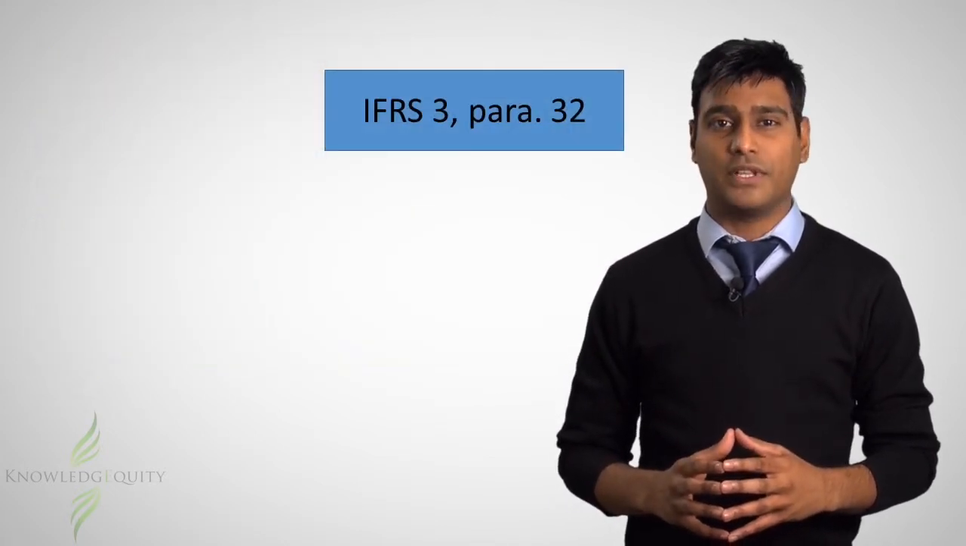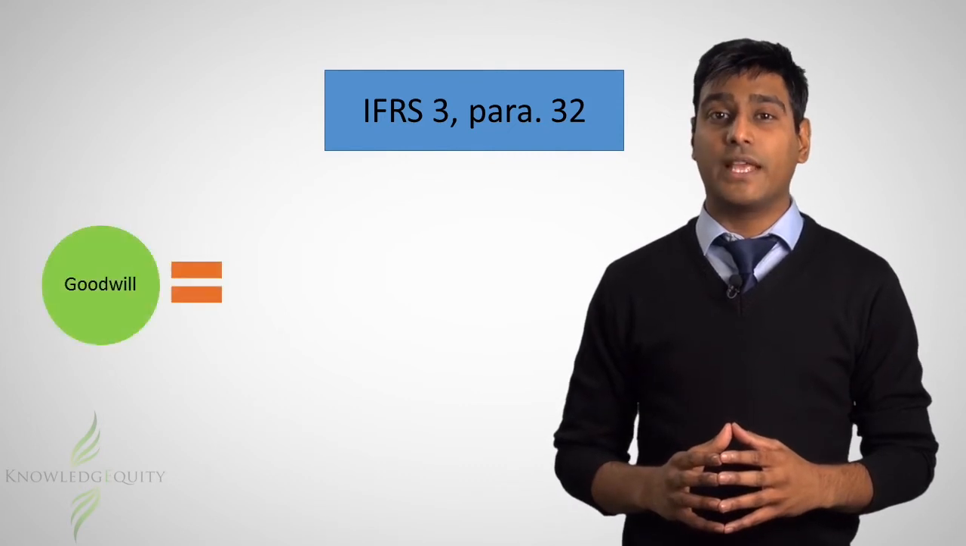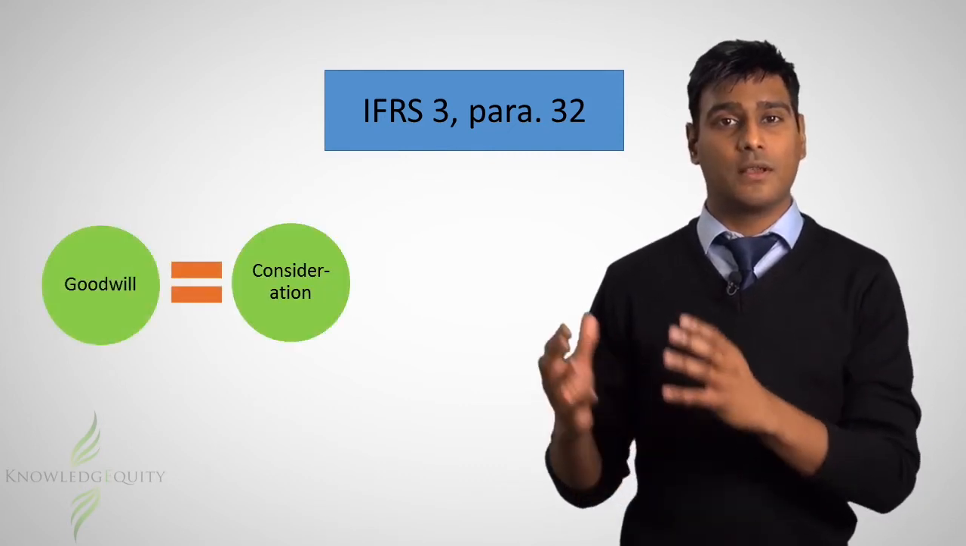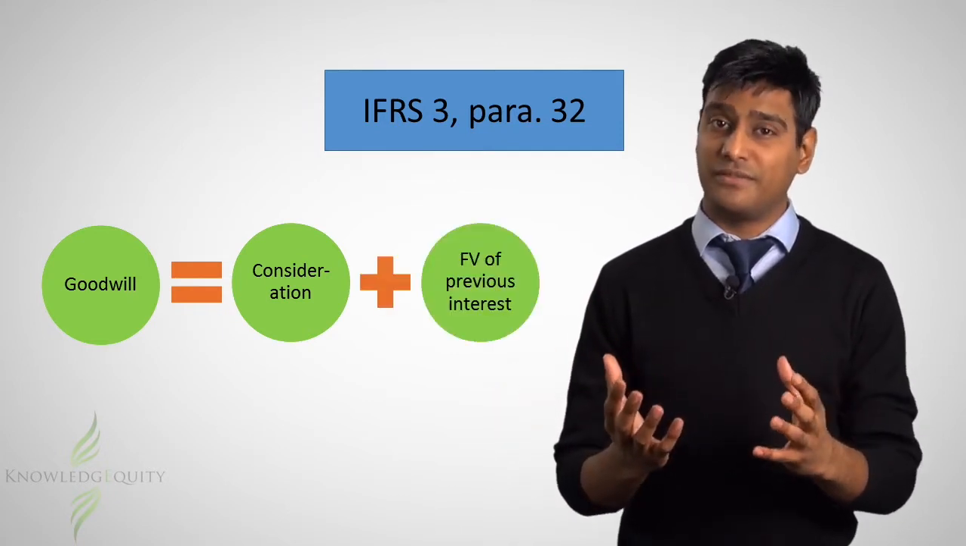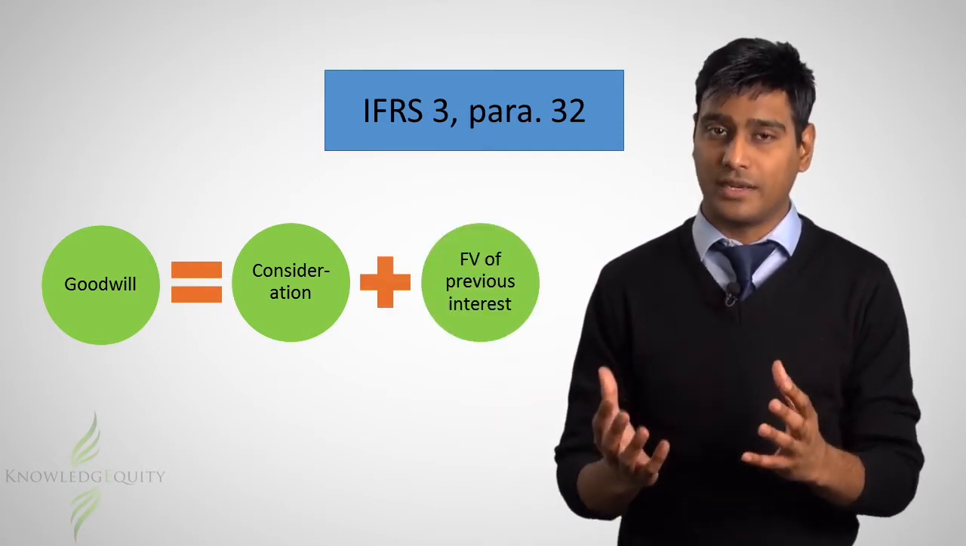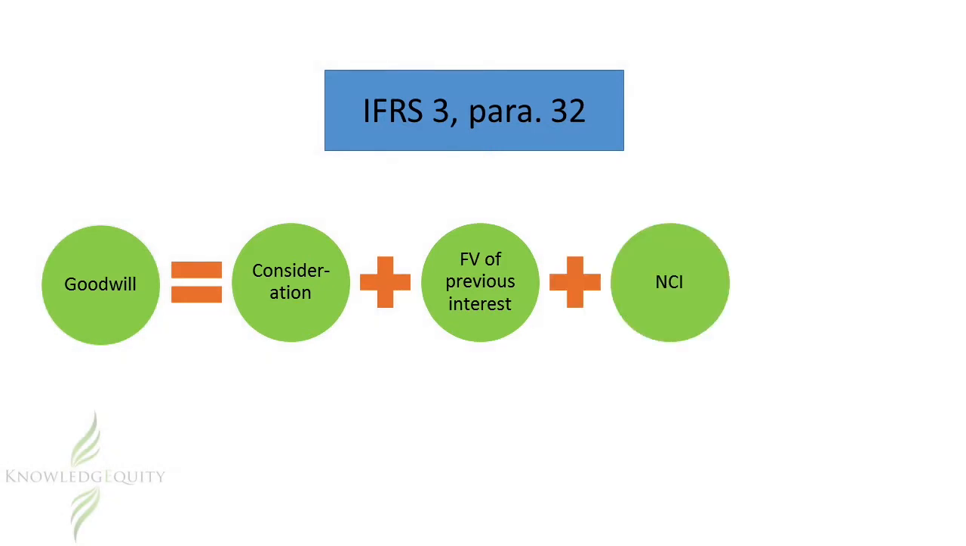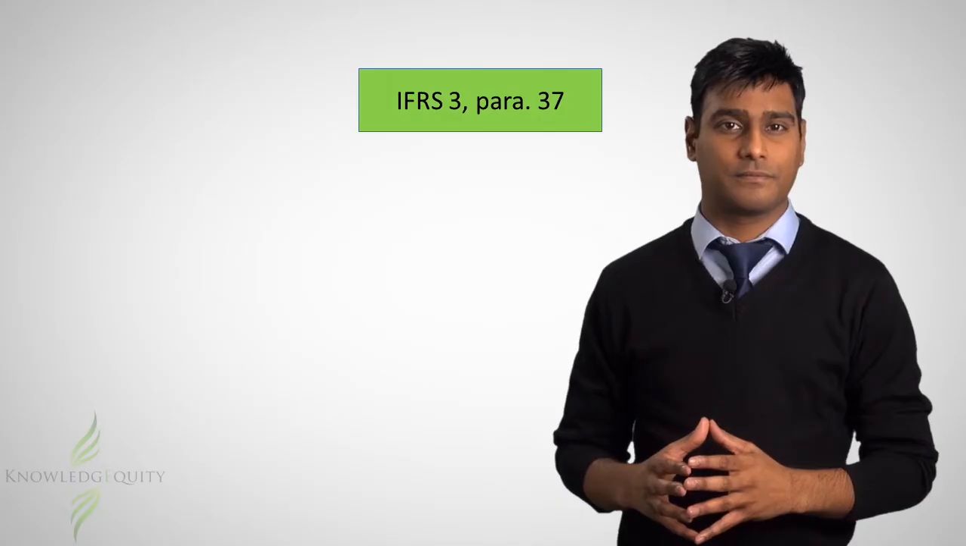IFRS 3, paragraph 32, sets out the formula for the calculation of goodwill, which is purchase consideration plus the fair value of previously held equity interest in the acquiree plus the amount of non-controlling interest minus the fair value of identifiable net assets of the acquiree. Therefore, in order to calculate goodwill, we first need to determine purchase consideration.